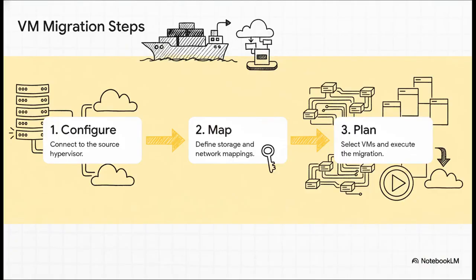Forget about all the complex scripts and command line voodoo. The migration process is basically as simple as click, click, go. A friendly wizard walks you right through it. You just point to your old system, you click to map your networks and storage, and then you select which VMs you want to move. It is so straightforward, it makes a really complex task feel, well, easy.